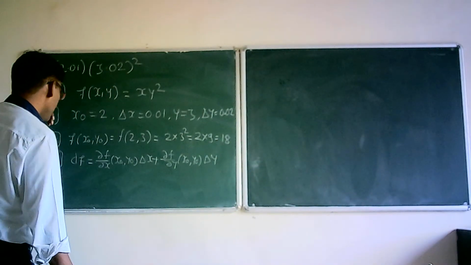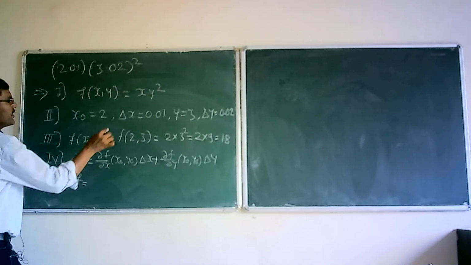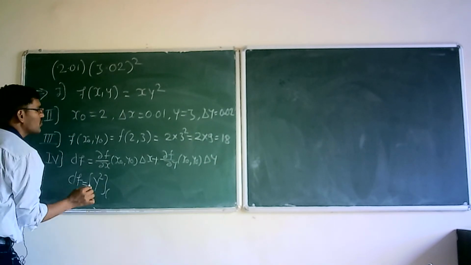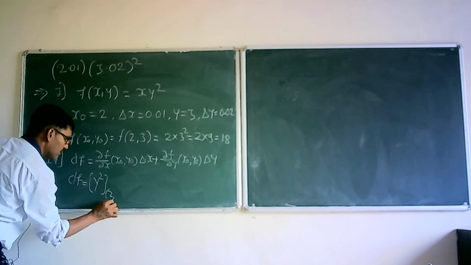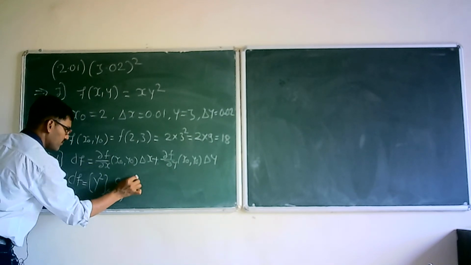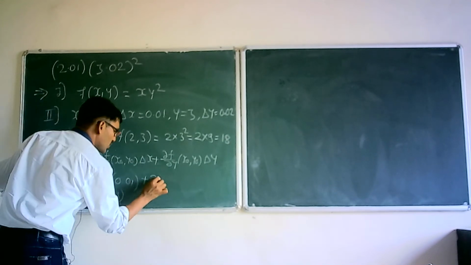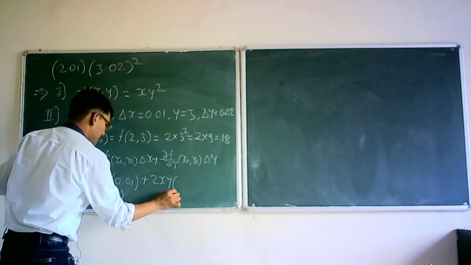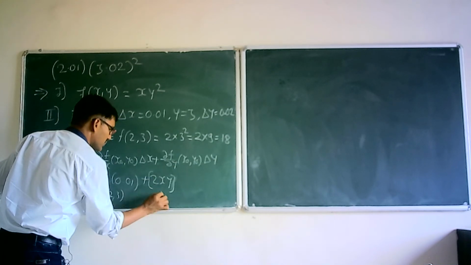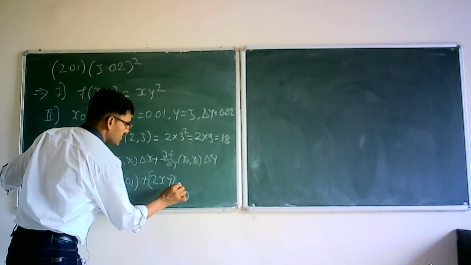So what is the partial derivative of f with respect to x? So df is equal to del f by del x. The partial derivative is y square at x0 y0. What is x0 y0? 2 3 into delta x. Delta x is 0.01. Next, del f by del y. It is 2xy and again at x0 y0, which is 2 3 into delta y. Delta y is 0.02.